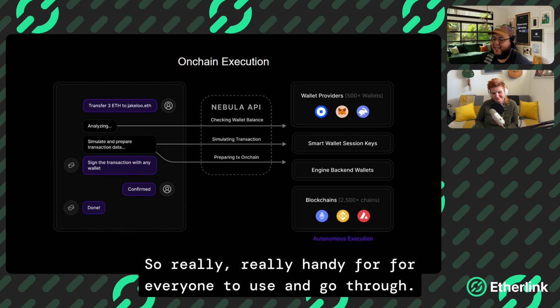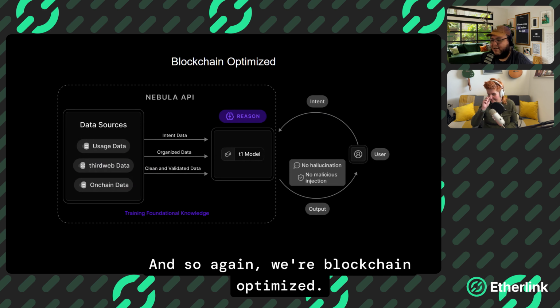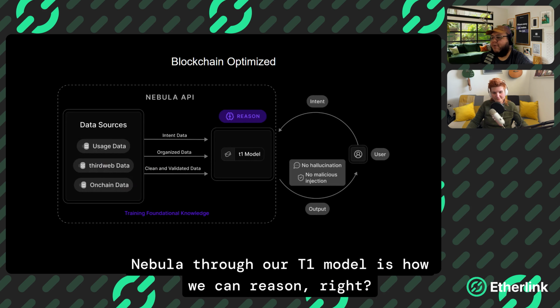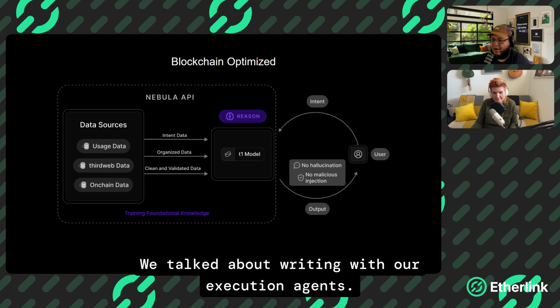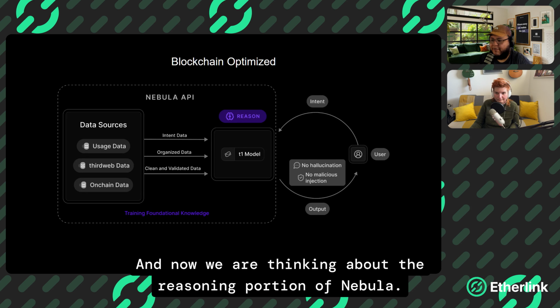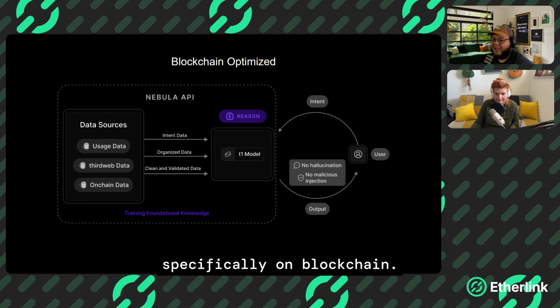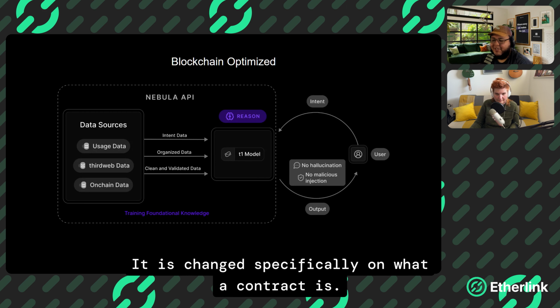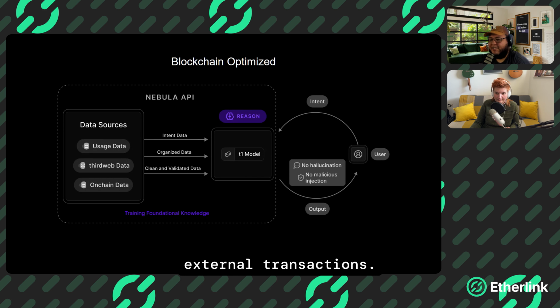So really handy for everyone to use and go through in a natural language kind of way. Again, we're blockchain optimized. Nebula, through our T1 model, is how we can reason. We talked about reading data. We talked about writing with our execution agents. And now we are thinking about the reasoning portion of Nebula. Reasoning through the T1 model means that it is trained specifically on blockchain, on Thirdweb tooling, and on what a contract is. What is some of this data that we're looking at? Sometimes you have things like internal transactions versus external transactions. It knows all this stuff.